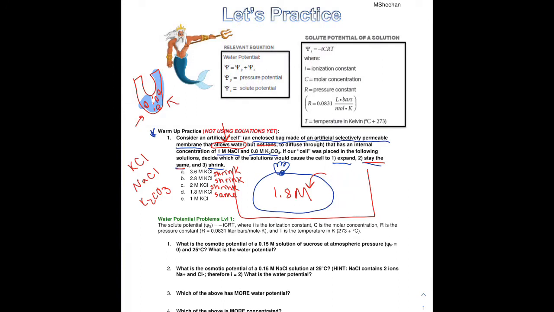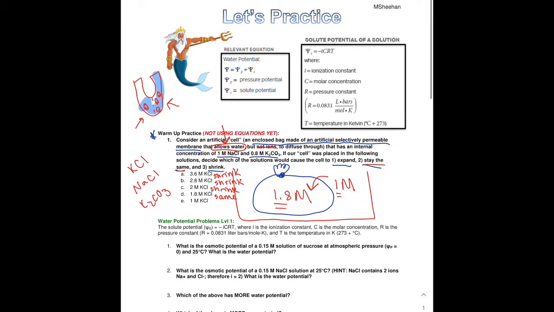All right, and then our last one. If this has a lesser solute concentration than the inside of our cell, then we would expect the water to go toward the higher solute concentration. So water will go into the cell, and if it goes into the cell, it's going to make it expand. And if that's happening, what kind of solution did we just put it in? Hypotonic.